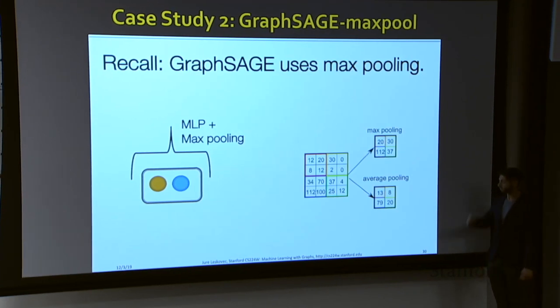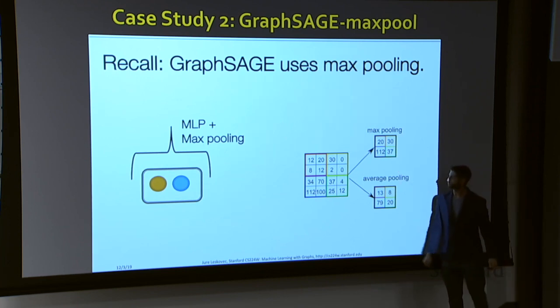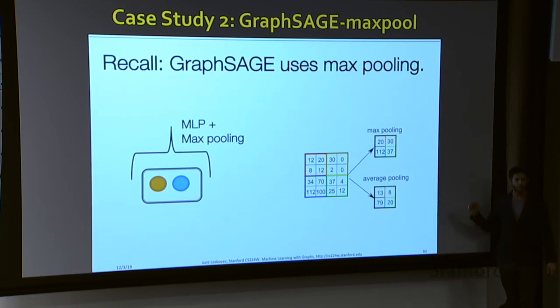So let's talk about GraphSAGE. As you recall, we said it produces the node representations with a multi-layer perceptron, and then it applies max pooling over these representations. Again, that's what max pooling is. As a refresher, how do we fool this?